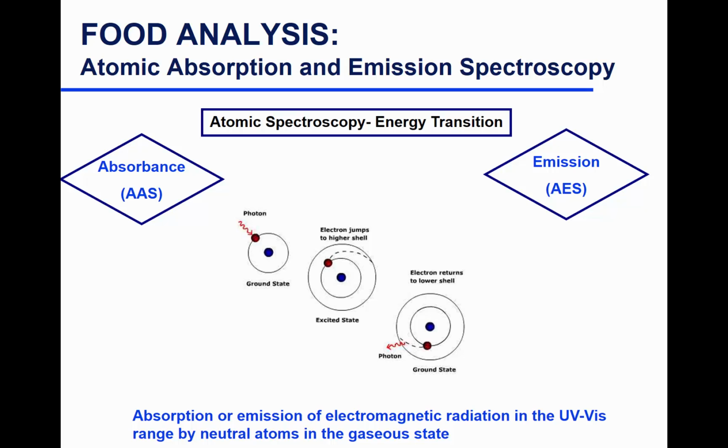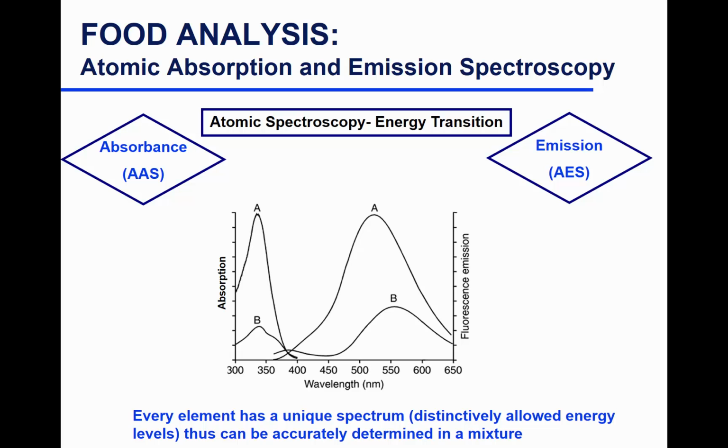And the absorption and emission is basically measured in the atomic state, where the atom is neutral, not necessarily ionized, and it is in the volatile state or the gaseous state. So every element has its own unique spectra, meaning every element absorbs maximum at a particular wavelength and also emits radiation at a particular wavelength.